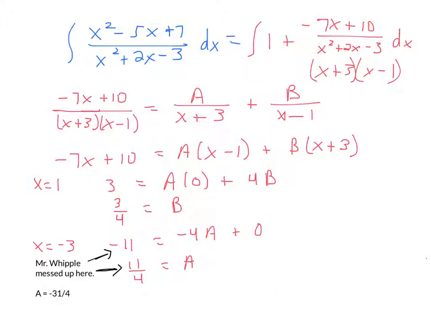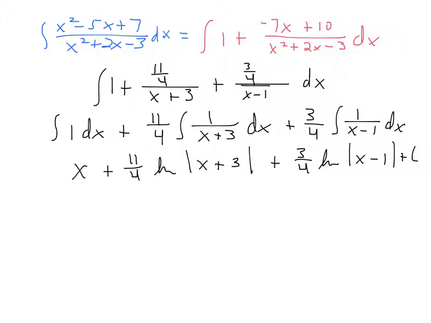And once you have that set up, then we'll just let x equal 1, so this factor will become 0, and we get that b is 3/4, and then we're going to let x equal negative 3, and when that happens, we get a to be 11/4. So all we have left to do now is the integration. If you haven't finished that, go ahead and do so, and then you can check your work on the next slide.